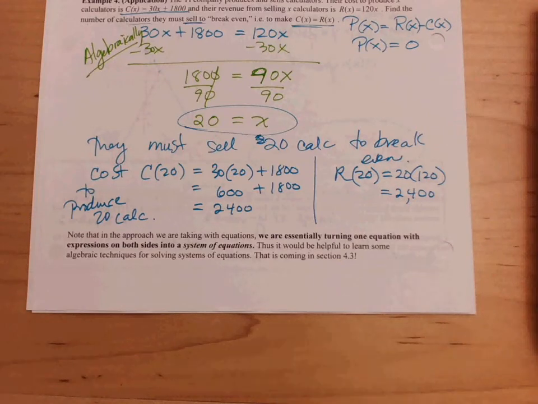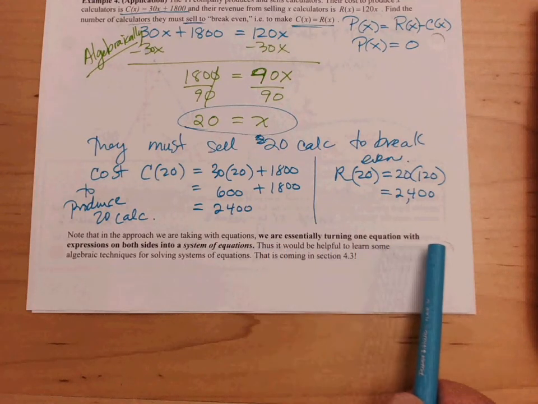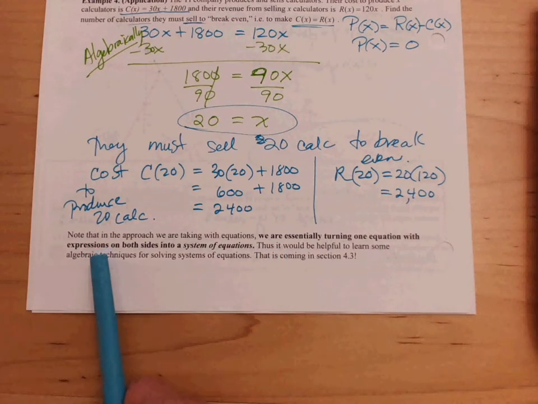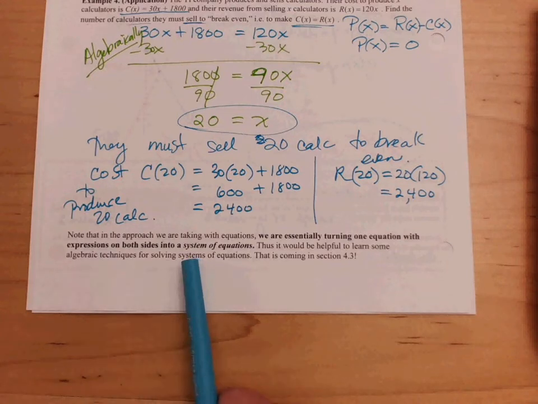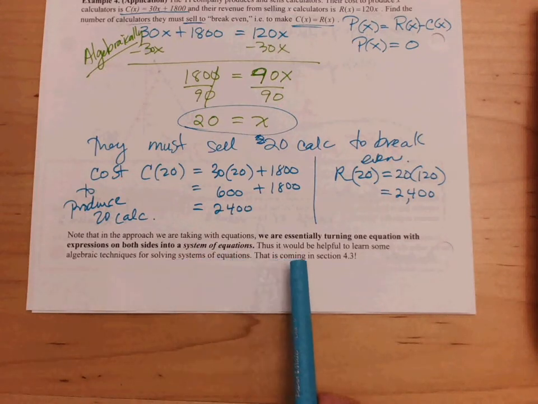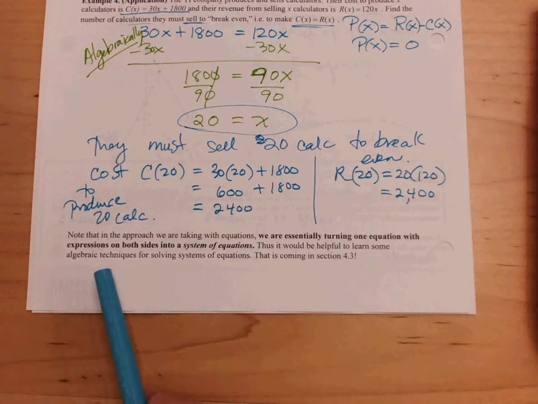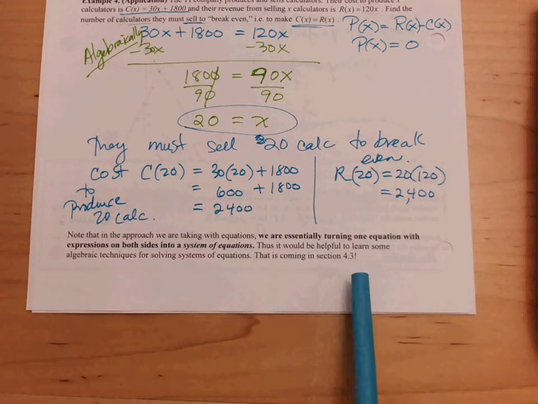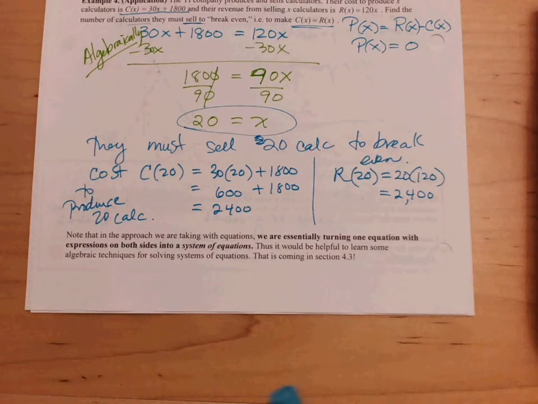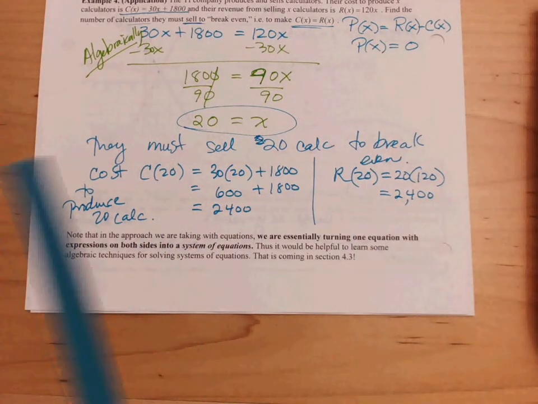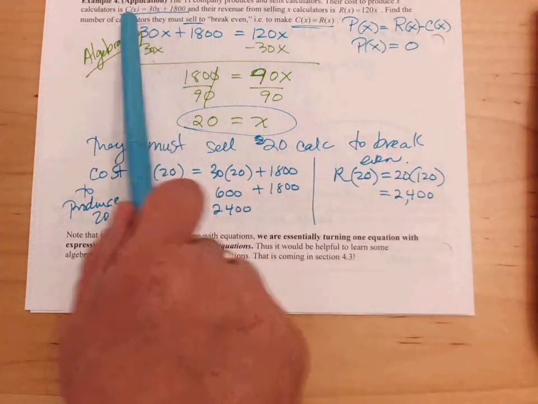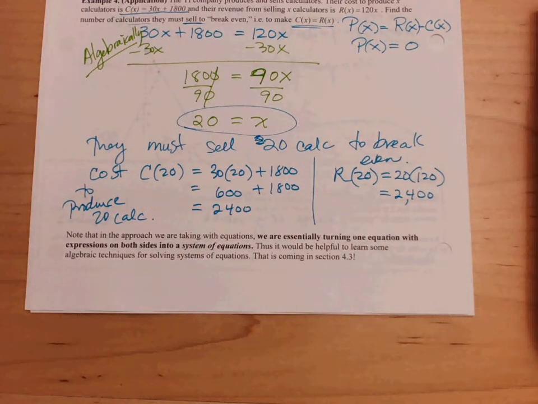Okay, note that in this approach we are essentially turning one equation with expressions on both sides into a system of equations. Thus, it would be helpful to learn some algebraic techniques for solving, and that's coming up in the next section. So we're taking here, actually this was a system really, and we're making one equation out of it.